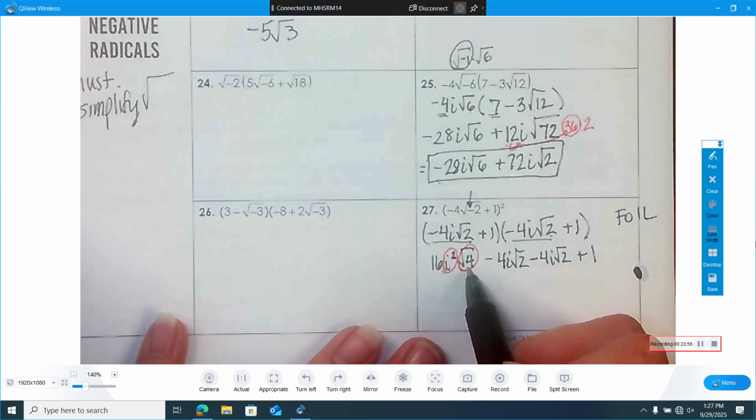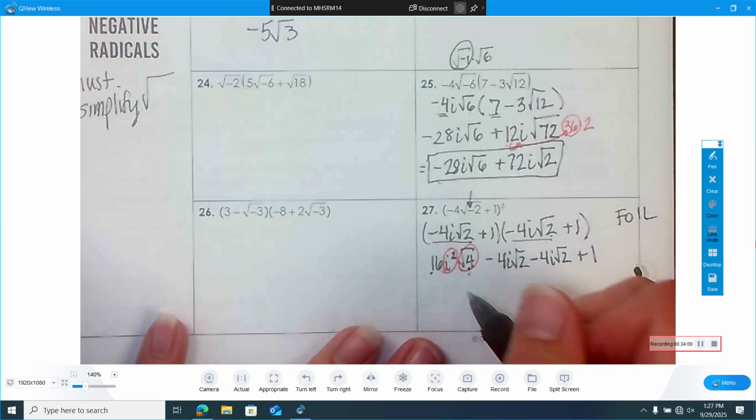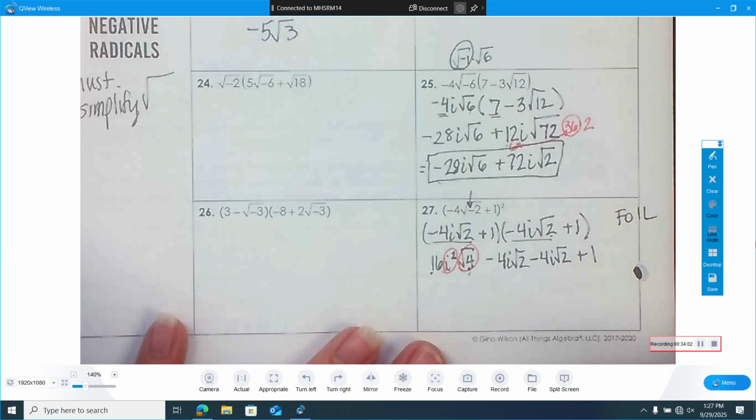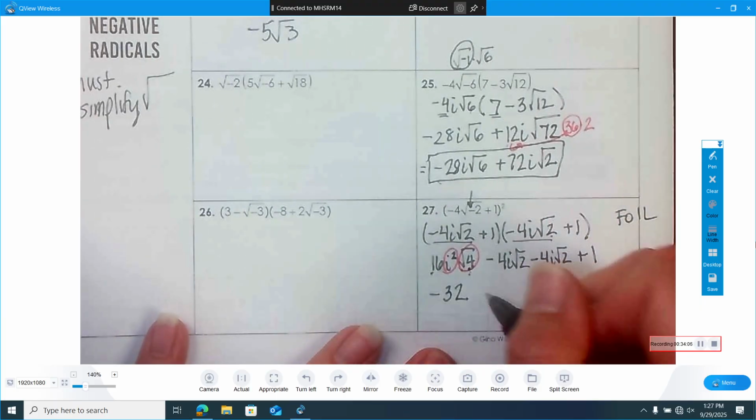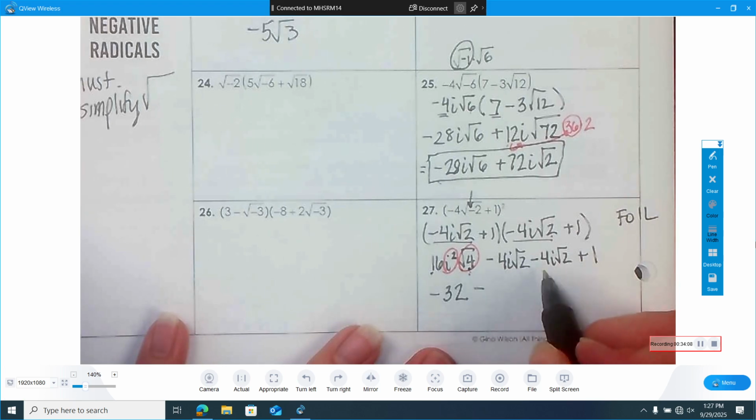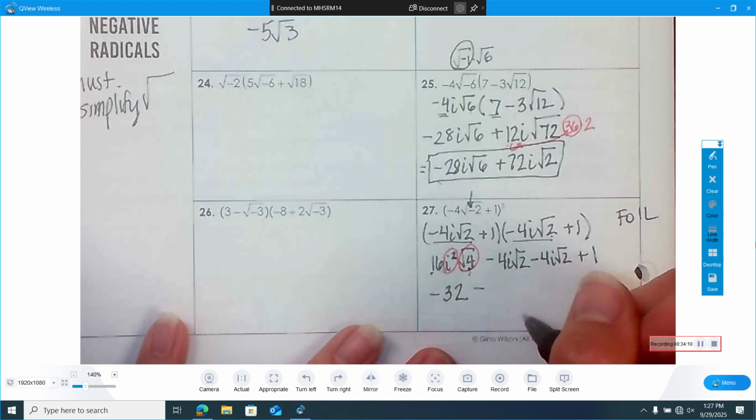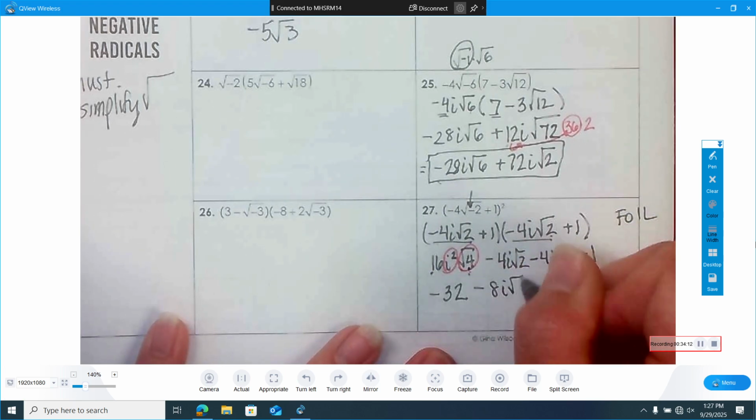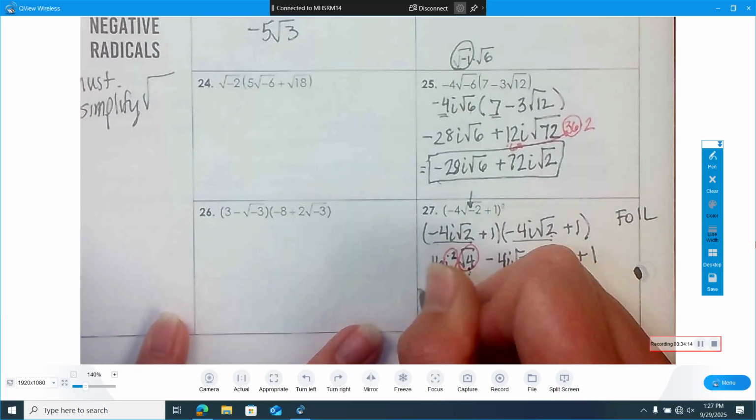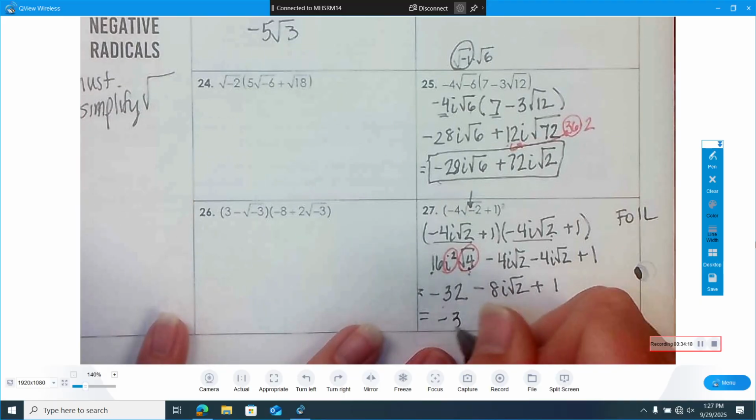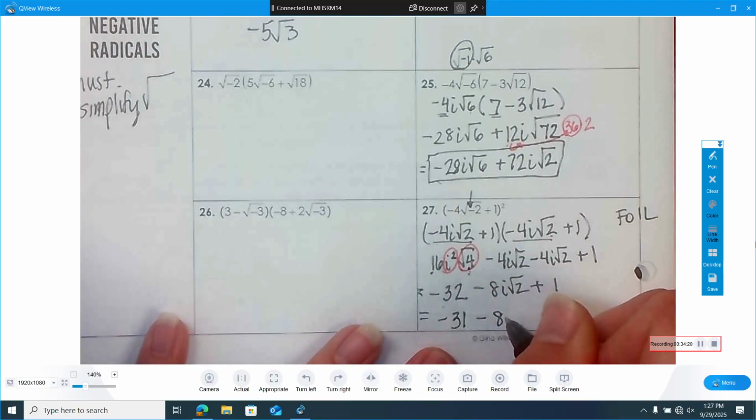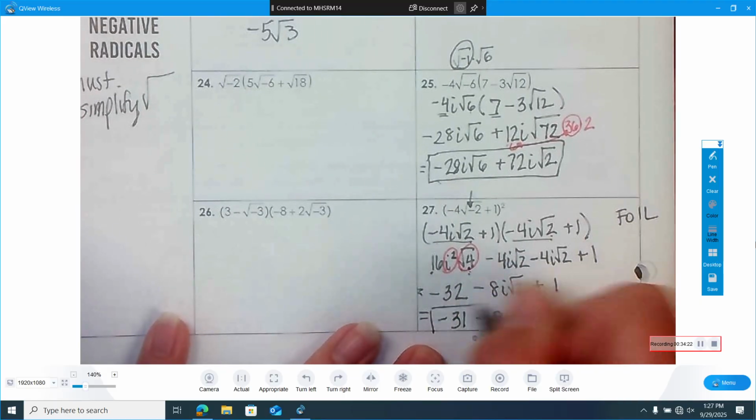So the square root of 4 is 2. So 16 times 2 is 32. And what's i squared? Negative 1. So it becomes negative 32. And then I have negative 4i radical 2, negative 4i radical 2. That's negative 8i radical 2. Plus 1. And then the negative 32 plus 1 is negative 31 minus 8i root 2.